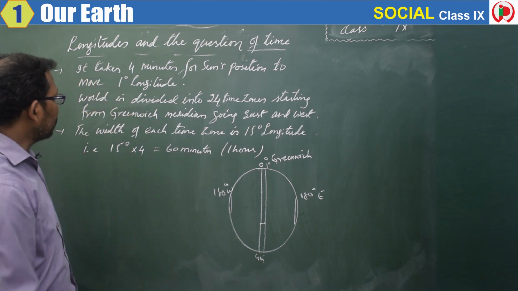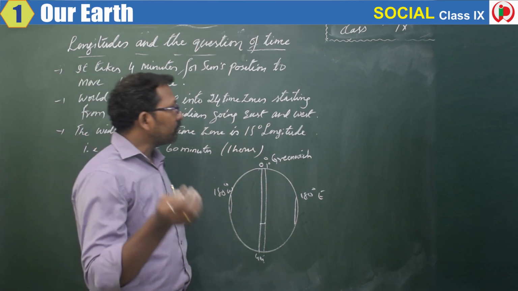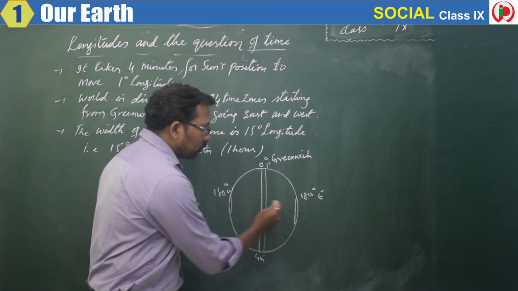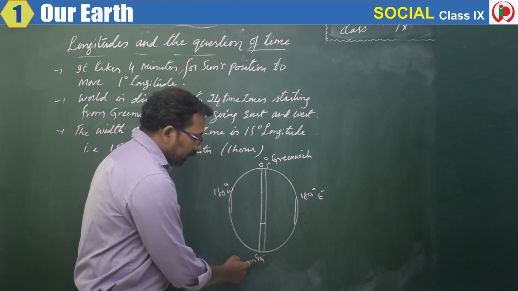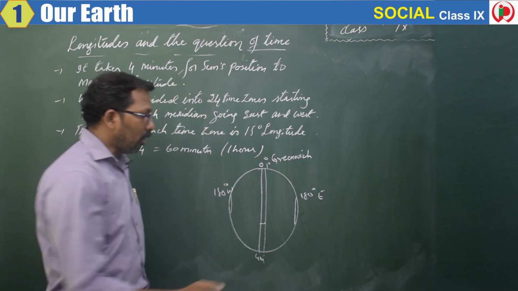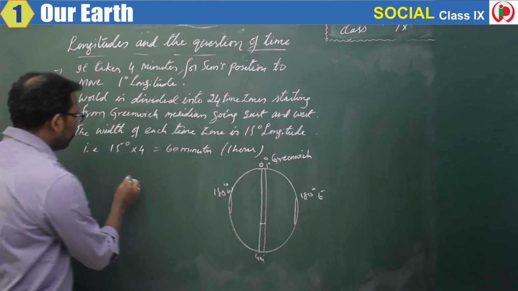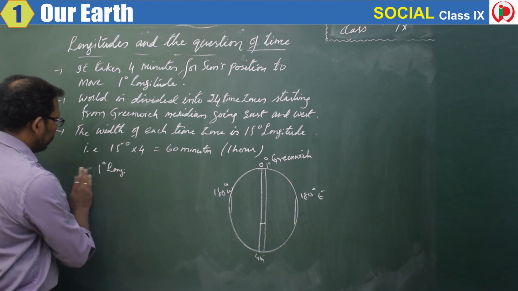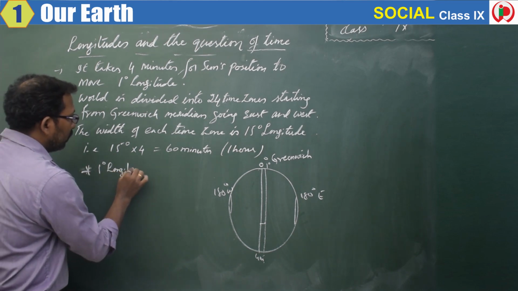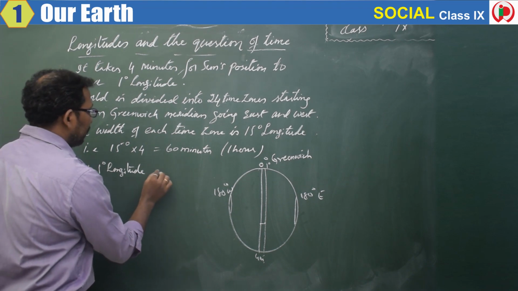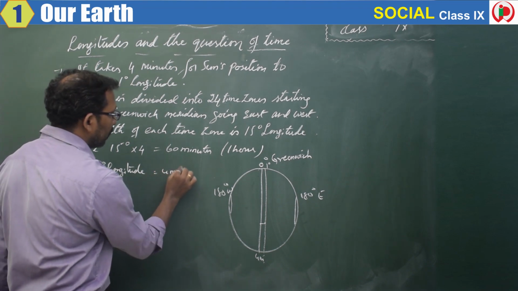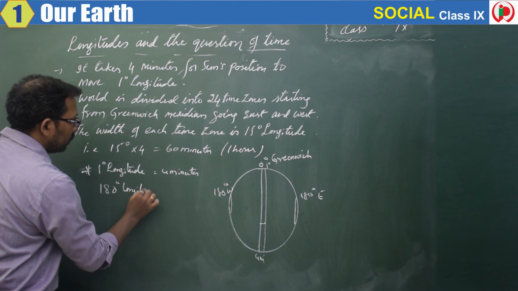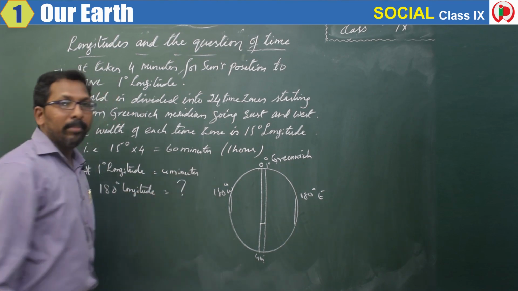The next point says the world is divided into 24 time zones. We will discuss that also. Now, it is 4 minutes for each longitude. Then how many minutes for 180 degrees? 1 degree longitude is equal to 4 minutes. Then 180 degrees longitude is equal to how many minutes? This is the question over here.